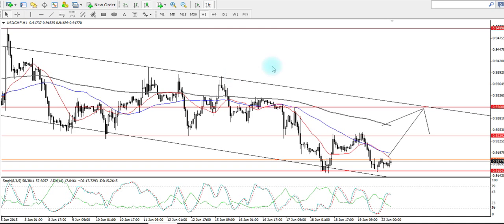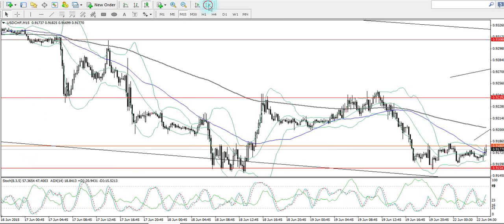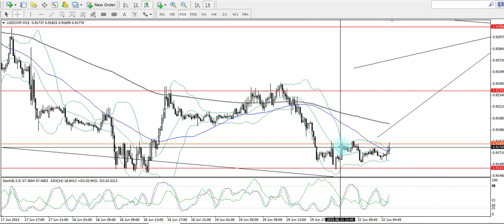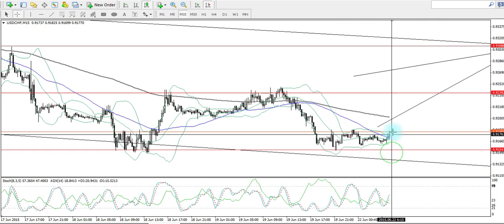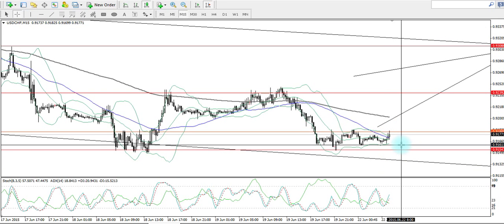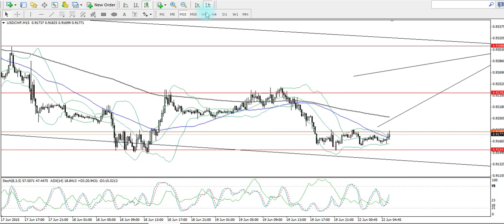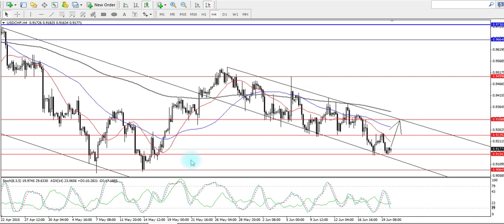So on a smaller time frame, you may want to look for an opportunity to go long. Probably this could be a good time to go long already, or you may want to wait for price to retrace again. Somewhere at the price of 0.9161 would be a better price to go long instead. And that's for the dollar against the Swiss franc.